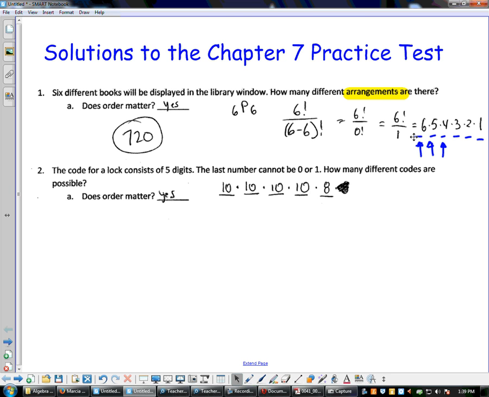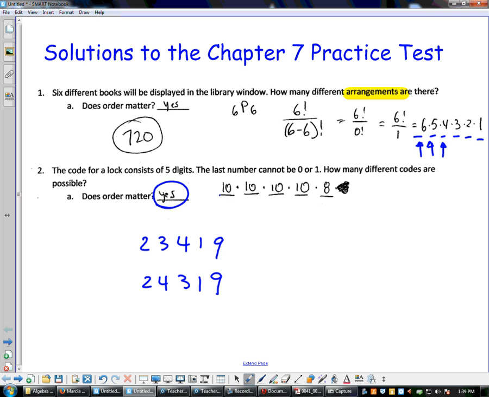How about number 2? The code for a lock consists of 5 digits. The last number cannot be 0 or 1. How many different codes are possible? Order does matter because we want a lock that is 2, 3, 4, 1, 9 to be different than 2, 4, 3, 1, 9, right? We want these to be different, so the order does matter.